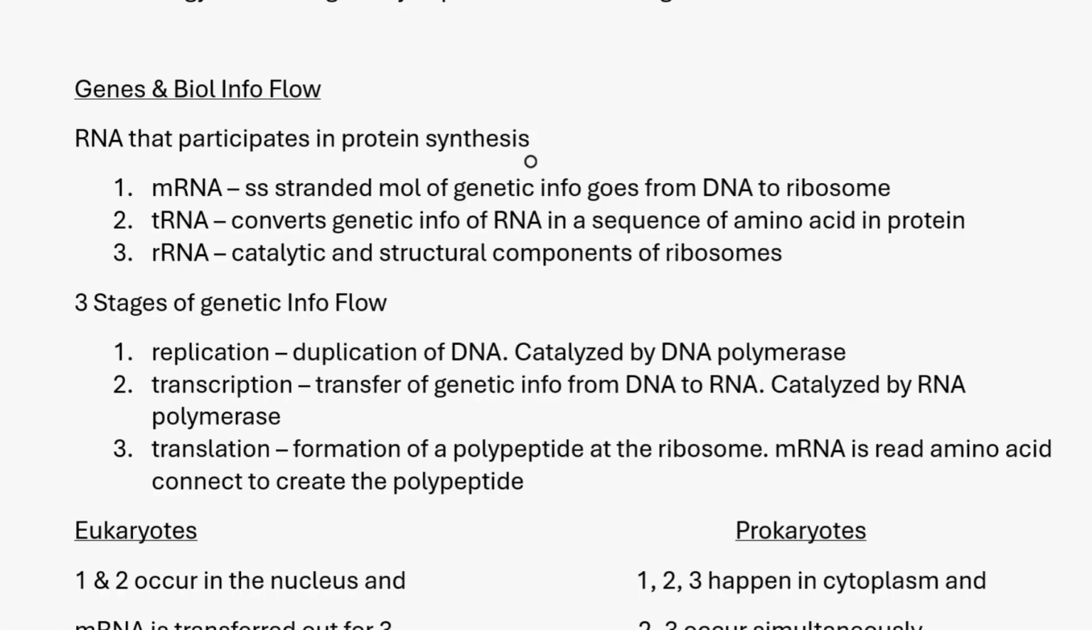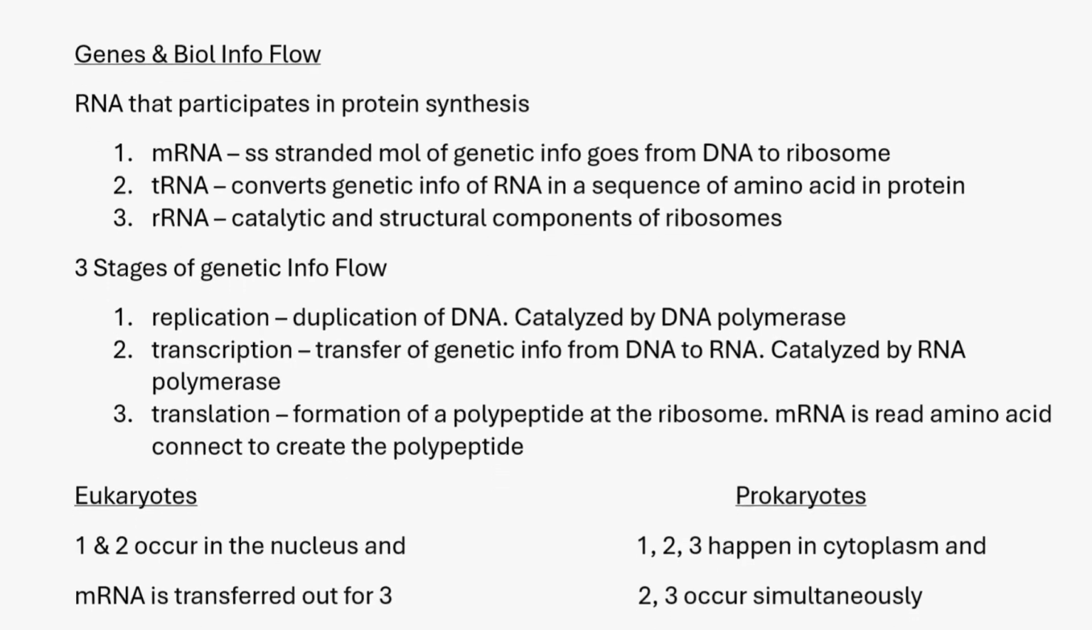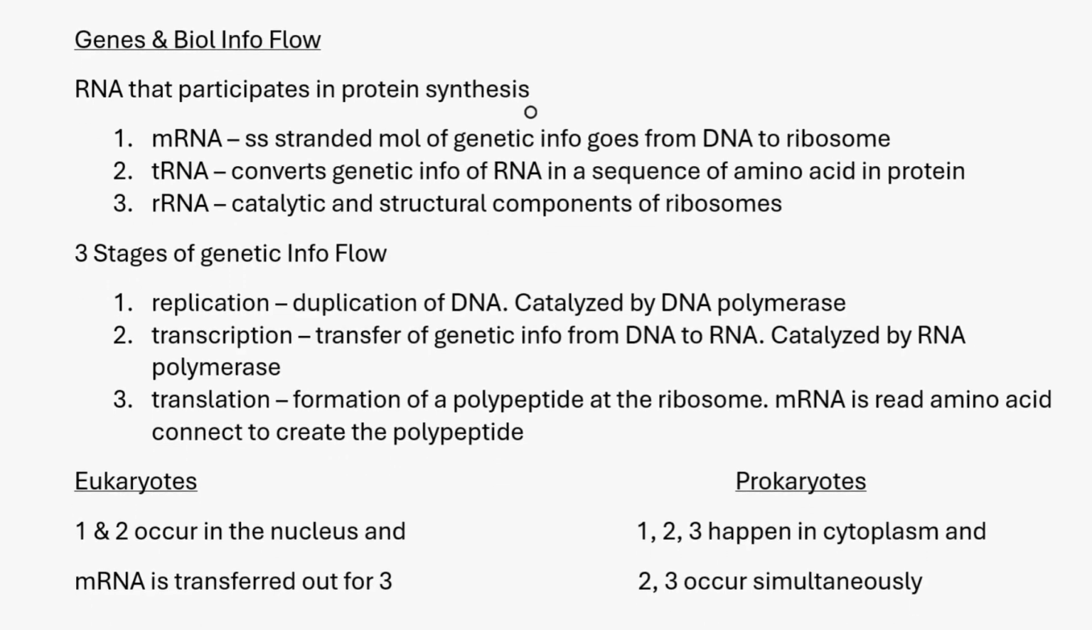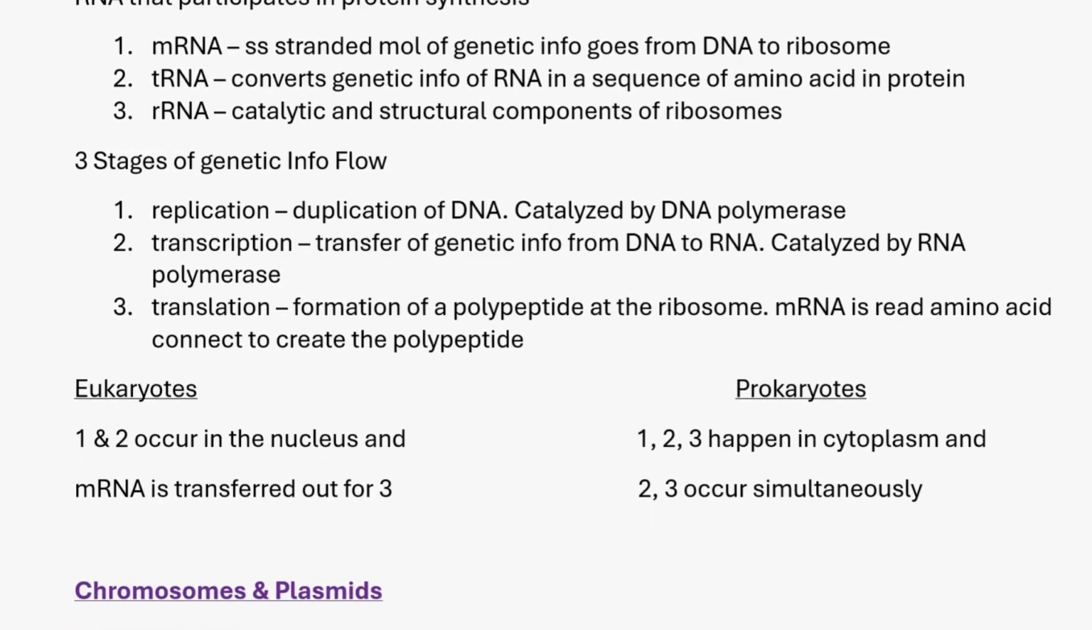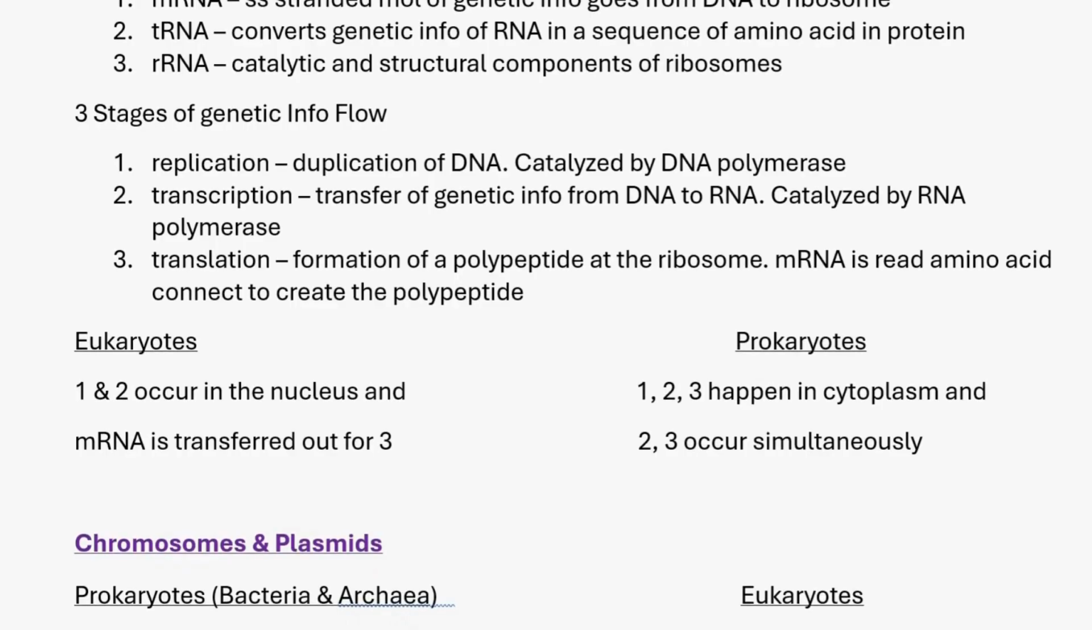The flow of genetic information follows a defined pathway that includes replication, transcription, and translation. Replication is the duplication of DNA, a process catalyzed by DNA polymerases. Transcription involves the transfer of genetic information from DNA to RNA and is driven by RNA polymerase. Translation is the synthesis of polypeptides based on the sequence encoded in messenger RNA, ultimately resulting in protein formation.